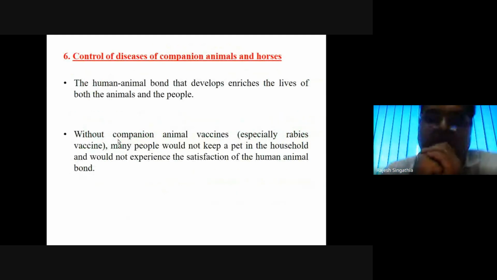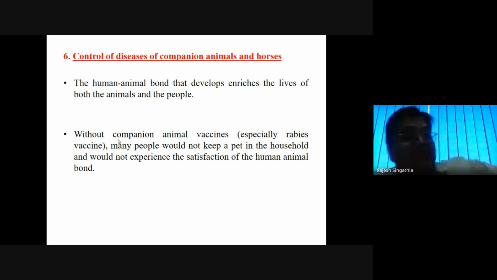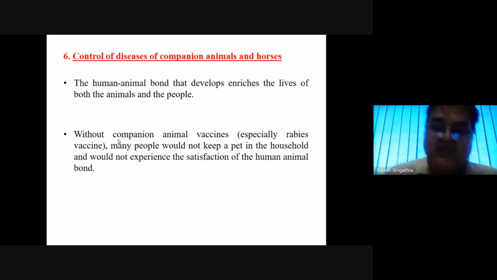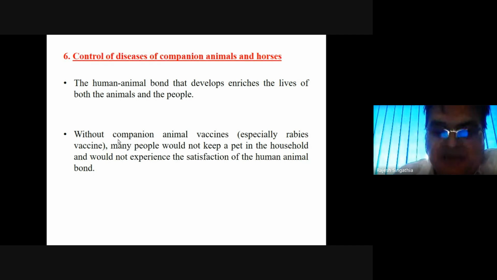Next importance of veterinary vaccines is control of disease in companion animals and horses. We have already discussed there are many diseases in companion animals and horses. There is a bond between humans and animals. This human-animal bond that develops enriches the lives of both animals and people. Without companion animal vaccines, especially rabies, we have also discussed that if we do not vaccinate cats and dogs, then nobody will keep these pets in their home, and would not experience the satisfaction of the human-animal bond.